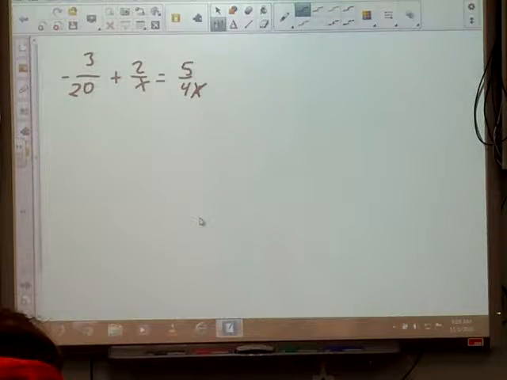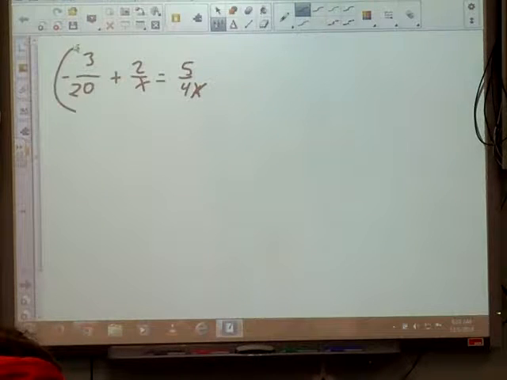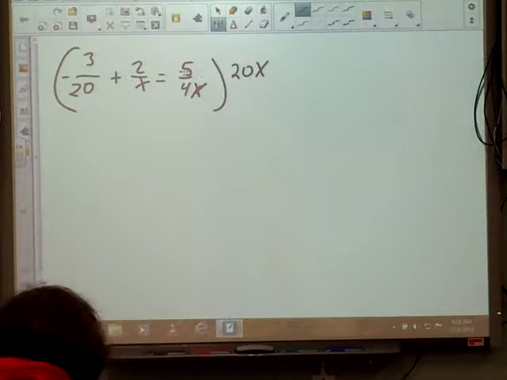But I've got to figure out what I can multiply this by to make all the fractions go away. That's where the denominator comes into play. So look at the denominators we have: 20x and 4x. What will 20x and 4x all go evenly into? 20x. So I'm going to multiply this whole thing by 20x. The first couple of times I'm going to show you all the steps, but y'all will get it and be able to skip some stuff.